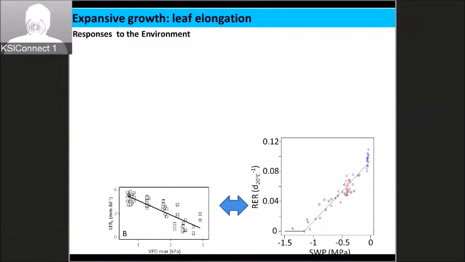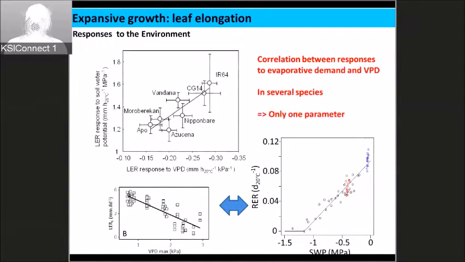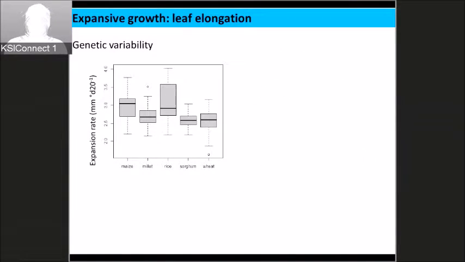I think what is really interesting is that when we compare the response to soil water potential and the response to VPD, we obtain a correlation between these two responses. And that was the case in different species. Here it's for rice, but we observed that for maize and also probably in wheat. That means that we can use only a single parameter to simulate the response to soil water potential and the evaporative demand.